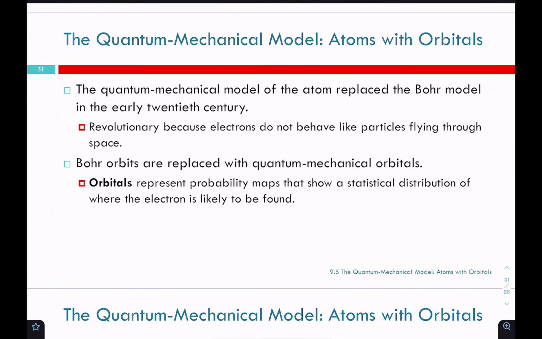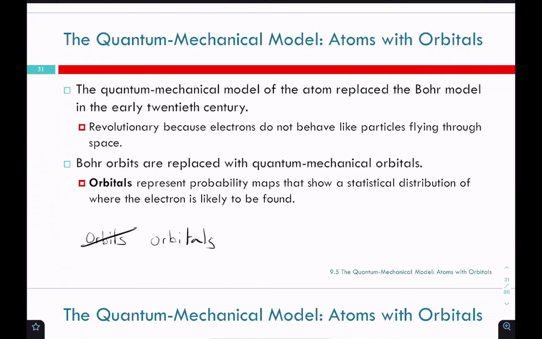So the key difference between the Bohr model and the quantum mechanical model, and this is the thing that you have to know, is that we replace orbits with orbitals. And I'm just saying that weird to exaggerate that it's ALS. Orbitals, not orbits.